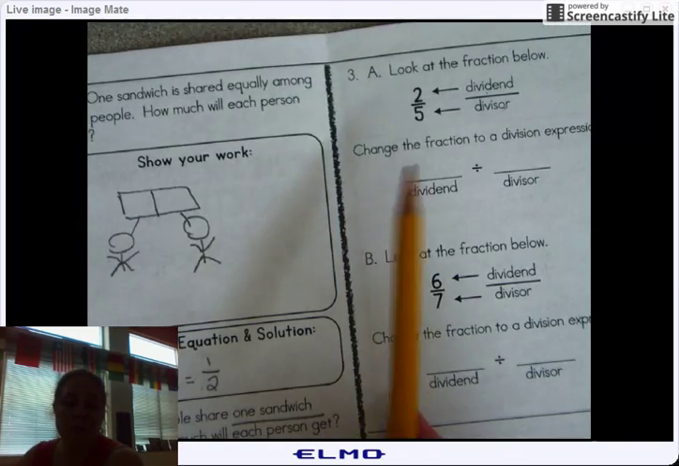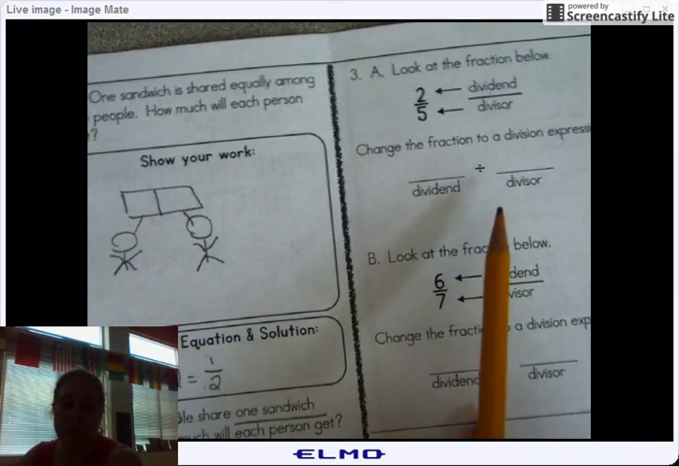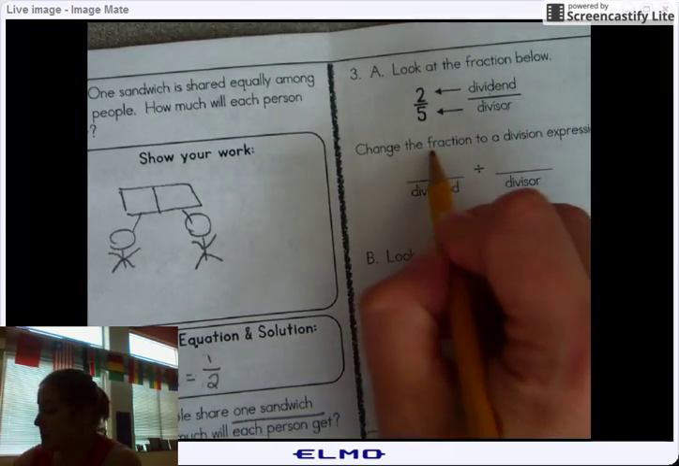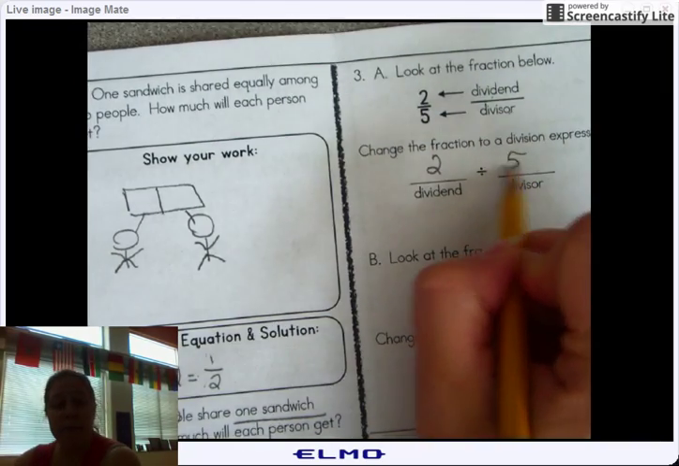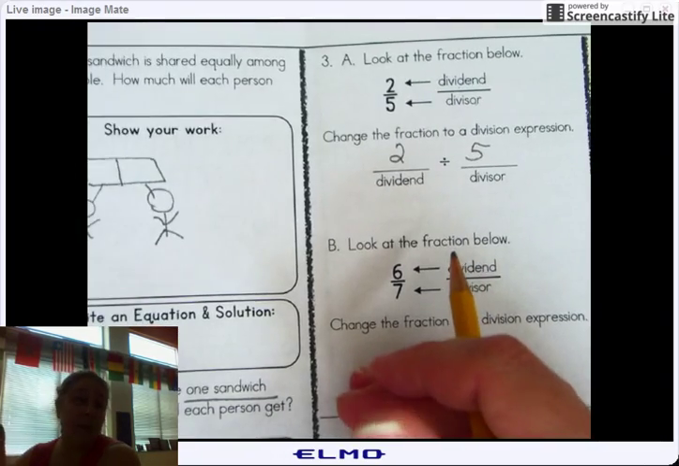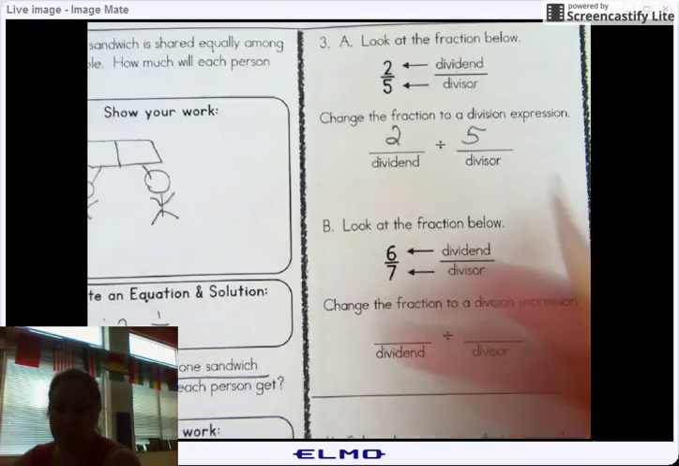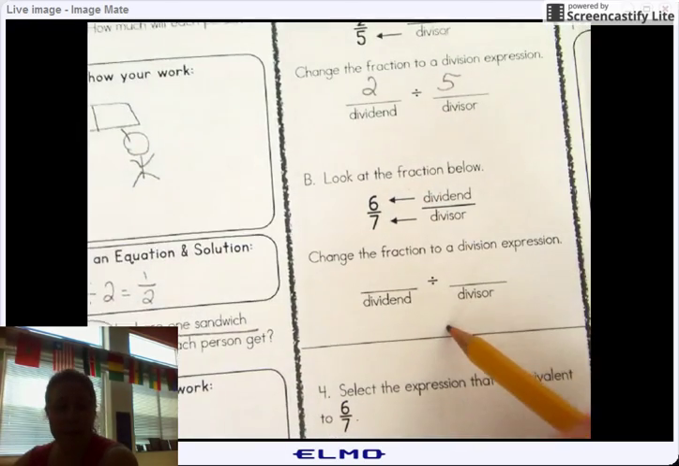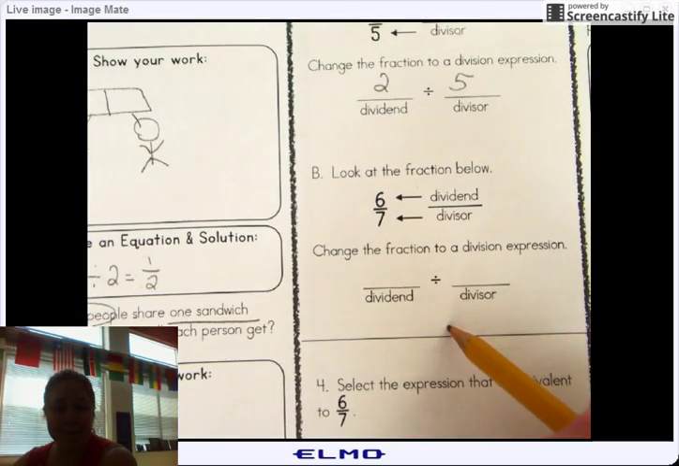So where do you think the 2 is going to go, and where do you think the 5 is going to go? And what you should have said is the 2 is going to go here, and the 5 is going to go here. This is one of the easiest standards. This is really just determining which number goes where. Okay, same thing, take a look and do B.